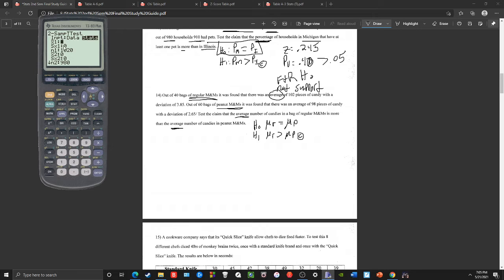So in a regular bag of M&Ms, we have an average of 102 and a deviation of 3.85 out of 60 bags of peanuts, so 60. And then for peanut M&Ms, whoops, sorry, my bad. 40 regular M&M bags, my bad. So 40 regular bags of M&Ms. This is what I get for doing this late at night. For peanut M&Ms, we have an average of 98 candies. We have a deviation of 2.65, and we tested 60 bags of peanut M&Ms.